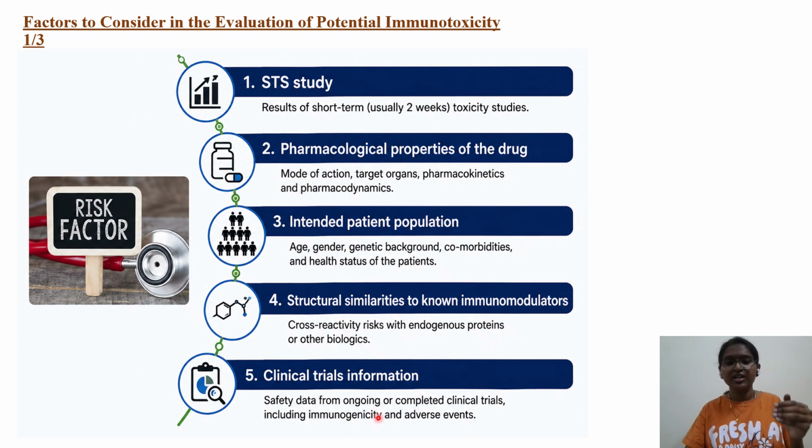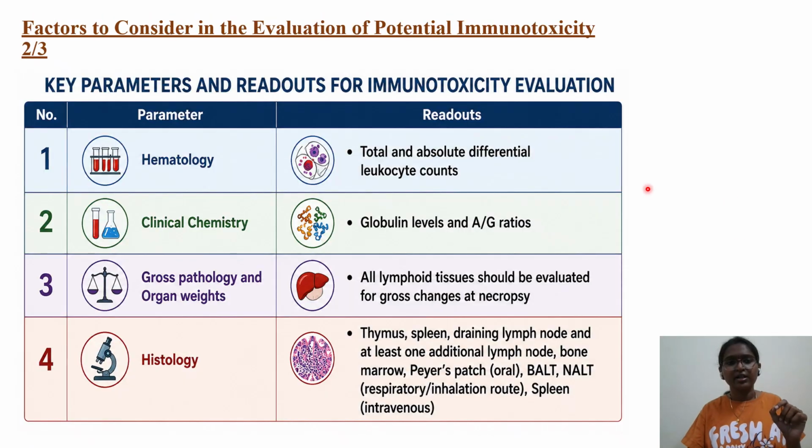Clinical trial information, safety data from ongoing or completed clinical trials. As I told you, it might be under phase 1, including immunogenicity and adverse events. So these are the risk factors that you have to see, 6 factors. And under parameters, I told you, under hematology, you have to look for leukocyte count. Under clinical chemistry, A by G, that is albumin by globulin ratio.